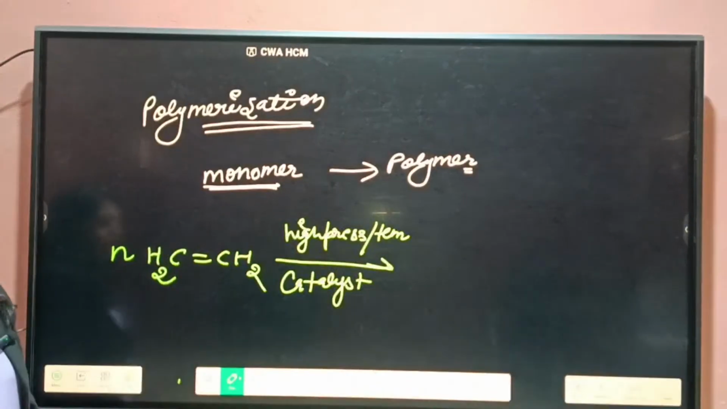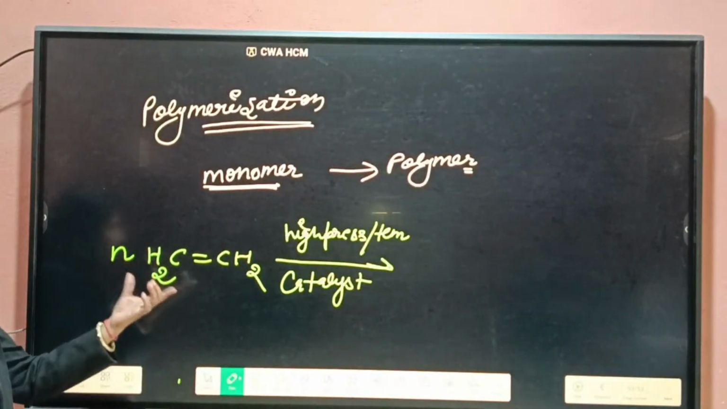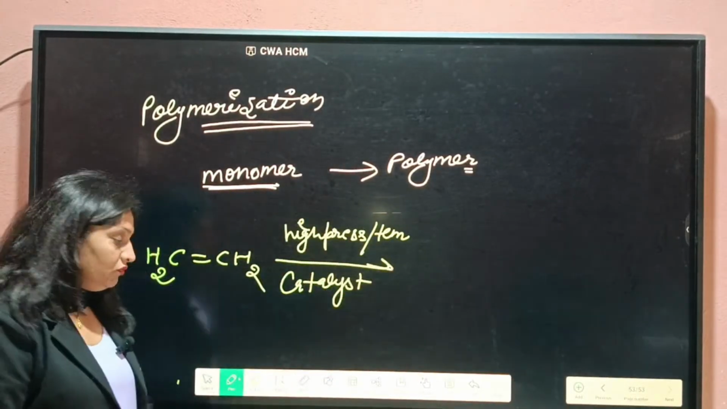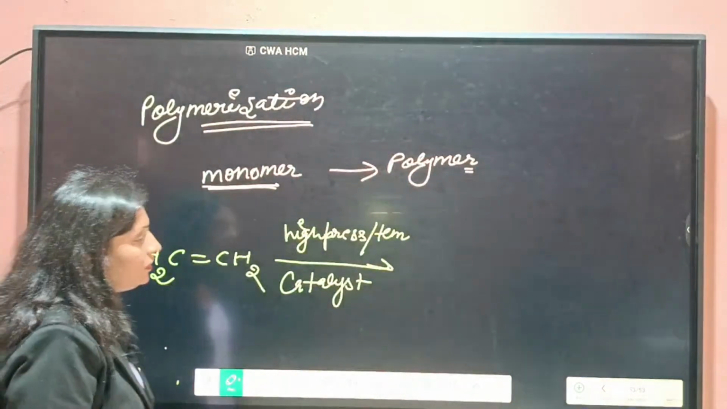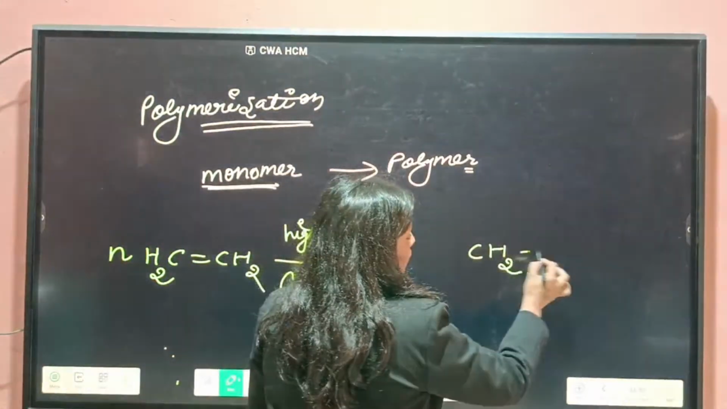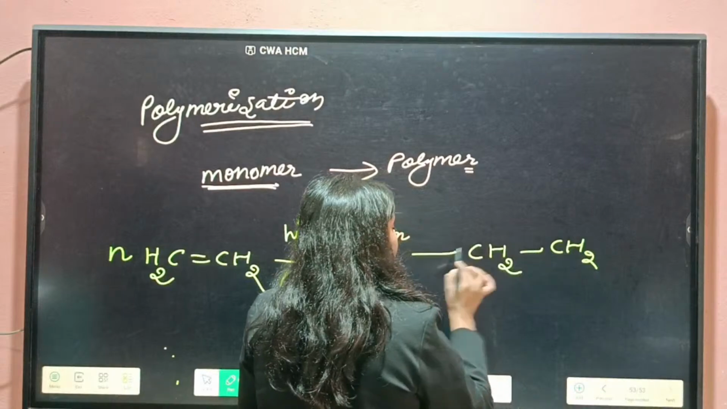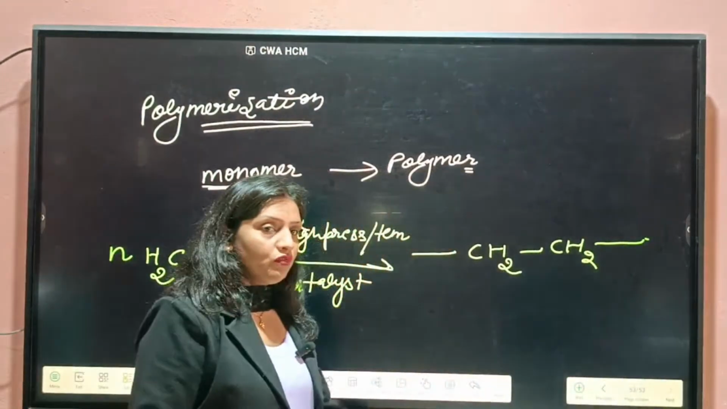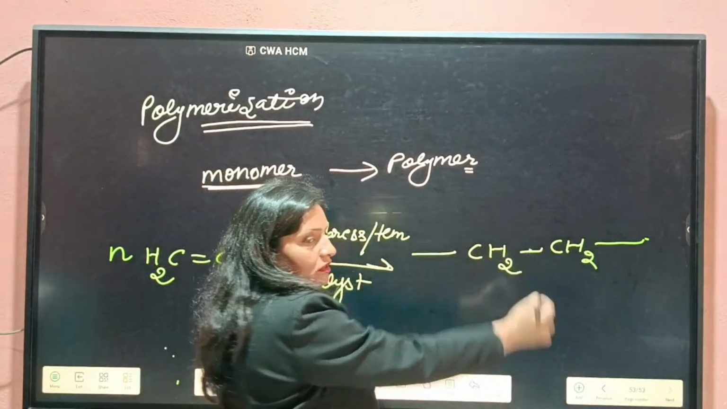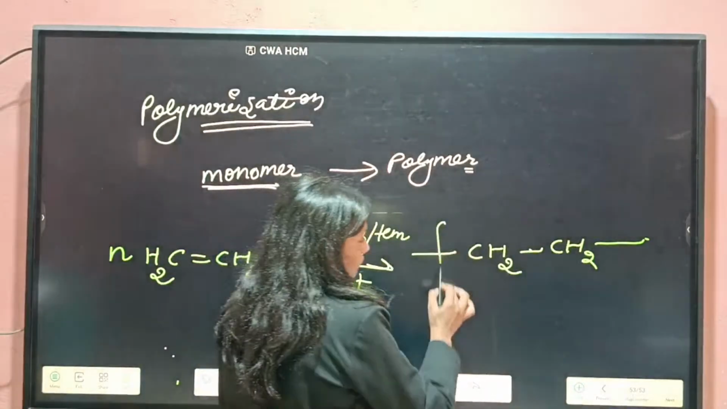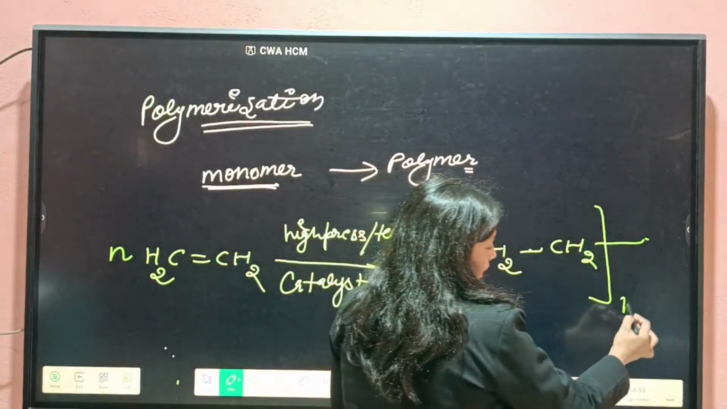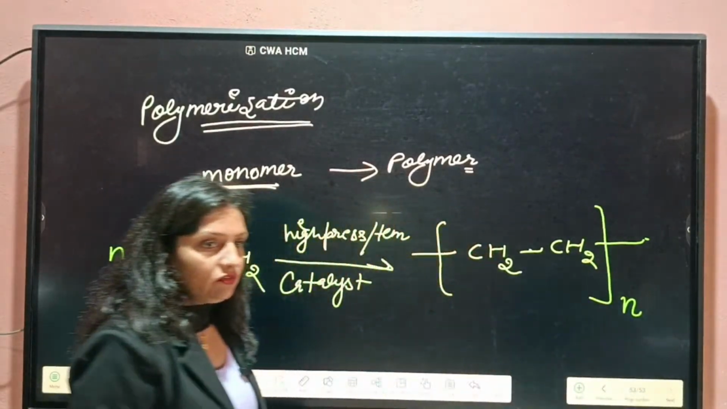then what will happen? These n molecules will combine with each other and they form a macro unit. This bond will break because it is going to form a bond with another unit of CH2. Clear? So this bond will break. In the same way, n units combine with each other and they give just a polymer.